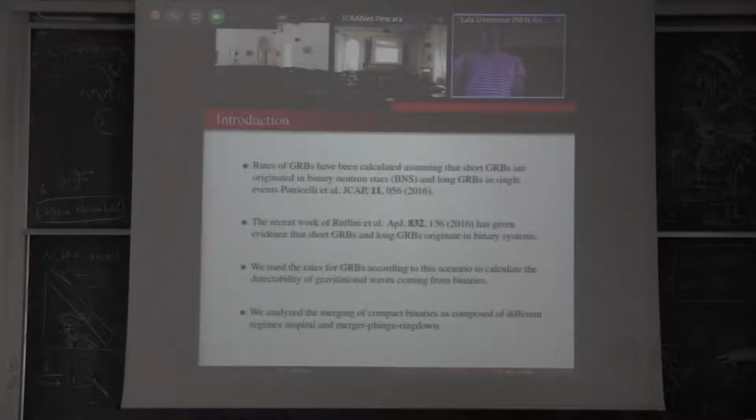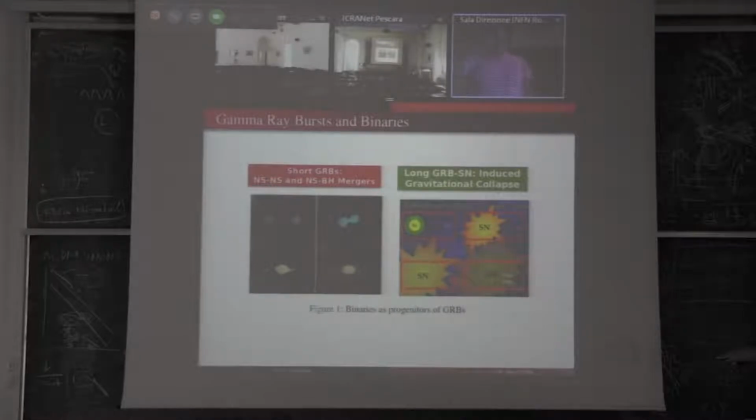we have a relation between gamma ray bursts and gravitational waves coming from binaries. For this, we analyze the inspiral of these systems as composed of three different regimes: the inspiral, the merger and plunge, and the spin down. So this is the diagram for the model we use for the gamma ray burst progenitors.